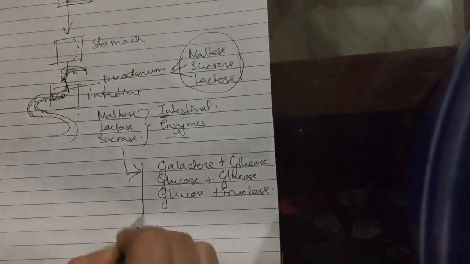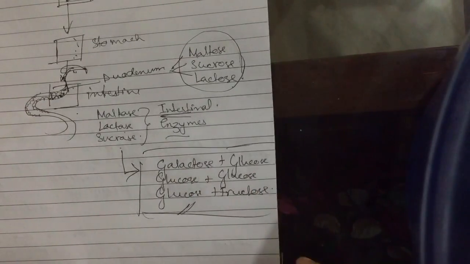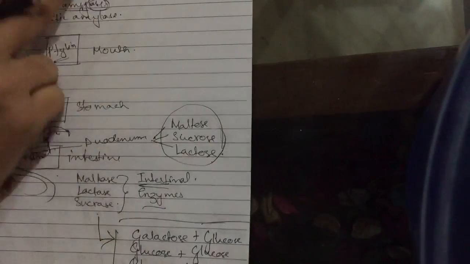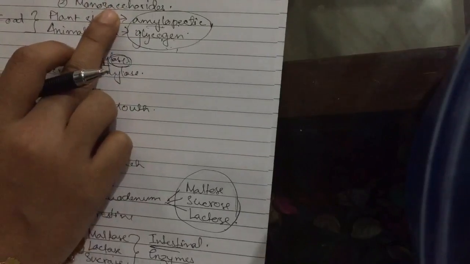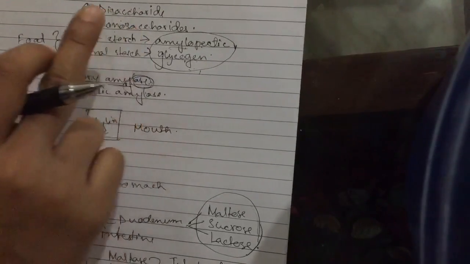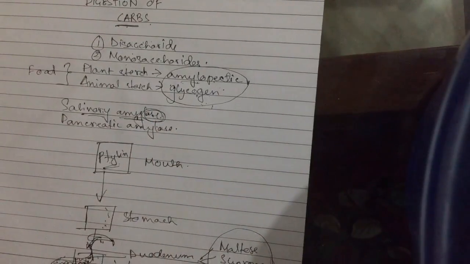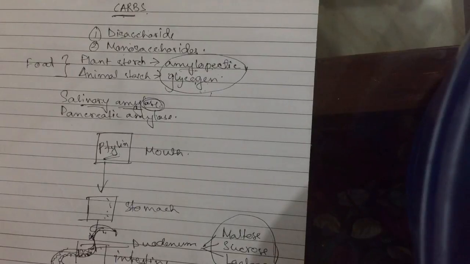Let me tell you one thing clearly, these are all monosaccharides. So when I say monosaccharide, these are the simplest form of carbohydrates which can be taken up by the blood and carried to different parts of the body and used up, which we will study in the next video about the absorption of carbohydrates.